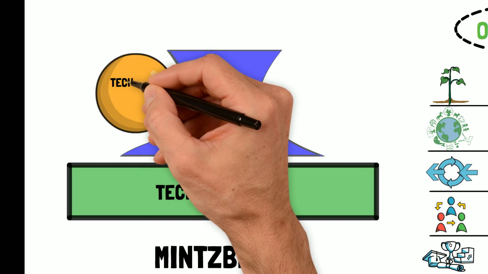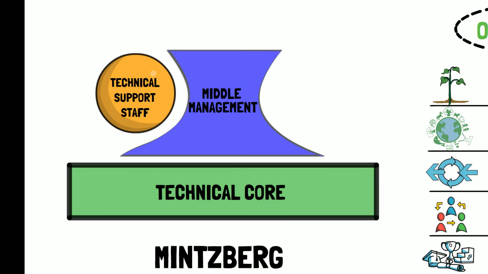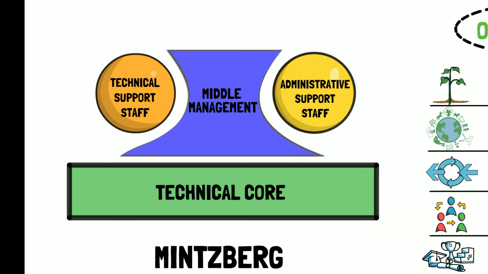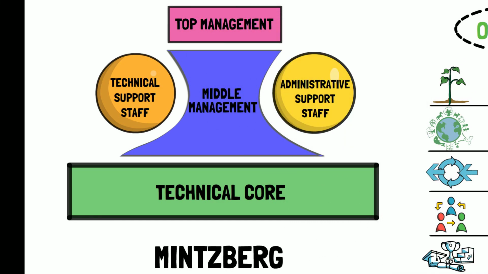On the left side, the technical support staff handles problem solving, adaptation, and development. On the right side, the administrative support staff helps with a lot of general duties and also provides team support. They're also trying to keep up to date with the latest trends. In the top management, the vision should be communicated through goals and strategies.